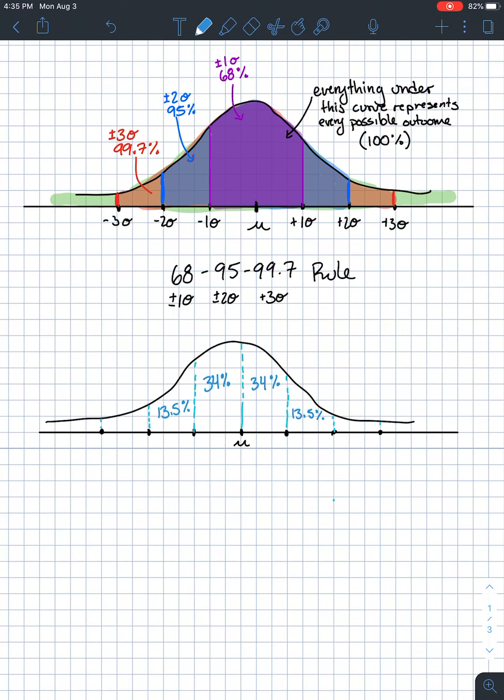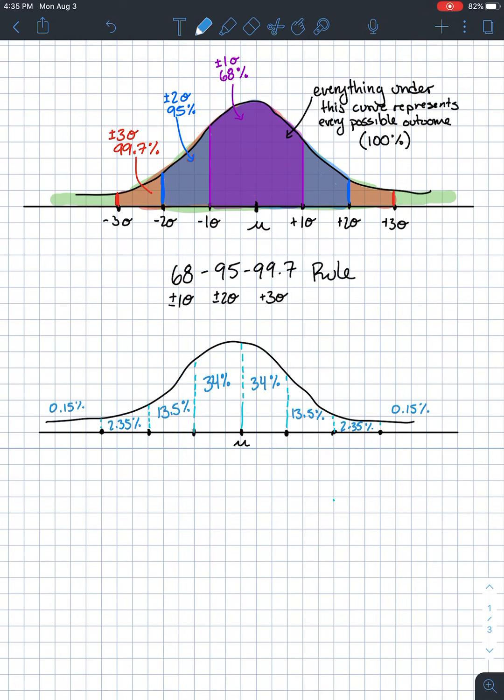And lastly, the difference between 95 and 99.7 is 4.7, so that divided by 2 is here, 2.35%. And then what's left over out here is a very small chance. We're actually going to only have a 0.15% chance of that happening. And out here is 0.15% as well.